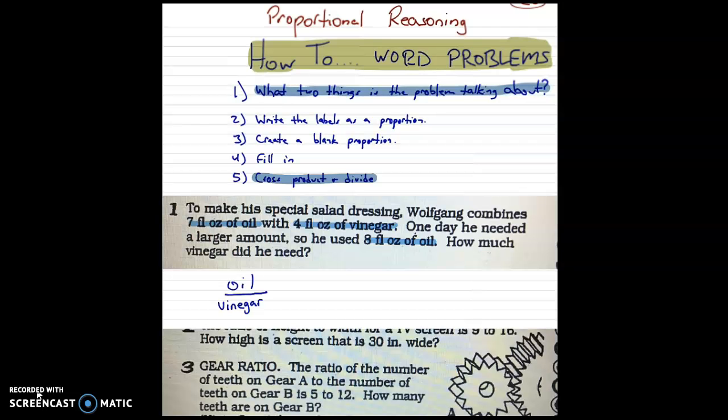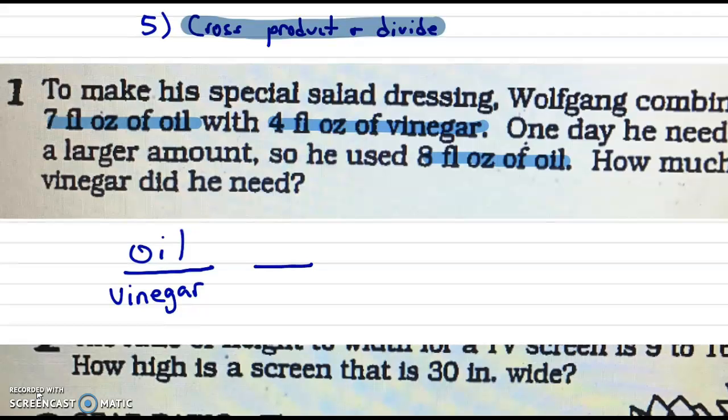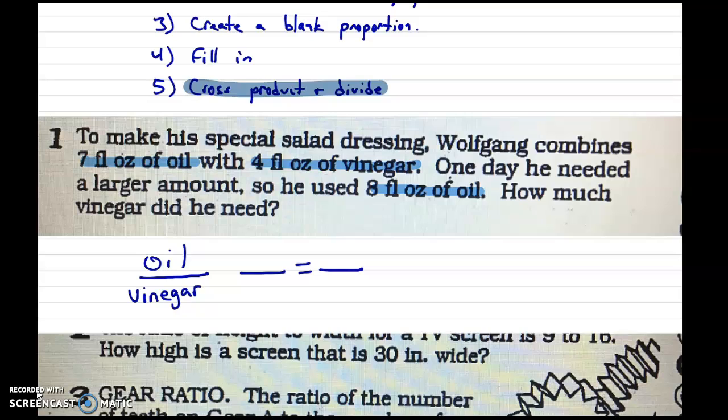Okay, step 3, it says create a blank proportion. A blank proportion looks just like this, like 2 equivalent fractions, even though it's 2 equivalent ratios. Okay, so oil is going to go on the top and vinegar is going to go on the bottom. So Wolfgang combines 7 fluid ounces of oil with 4 fluid ounces of vinegar. So that first ratio is 7 ounces of oil on the top, 4 ounces of vinegar on the bottom.